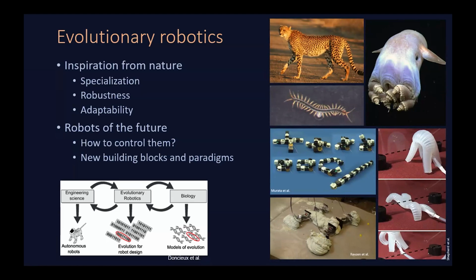And I think also there's this nice figure from Doncieux's paper about evolutionary robotics being somehow in the middle between contributing to engineering science, but also contributing to biology. So our simulations can help, and also real robots can help in trying to understand nature and biology. And of course, in the ALIFE context, this biology extends also to ALIFE to learn about life as it could be.